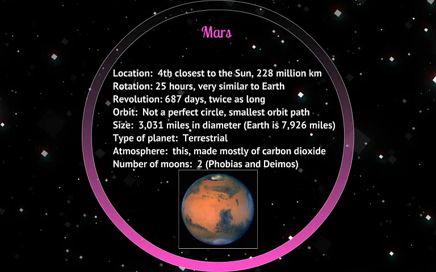That's a typo there. The size is 3,031 miles in diameter. Okay, so it's roughly the size of Mercury. It's pretty small. It is a terrestrial type of planet, which means it's made out of land. The atmosphere is made of mostly carbon dioxide, and it has 2 moons, Phobos and Deimos.